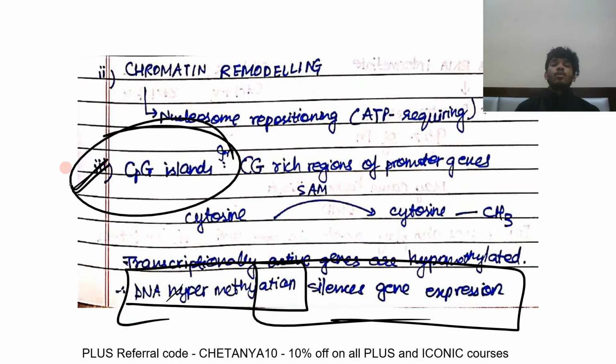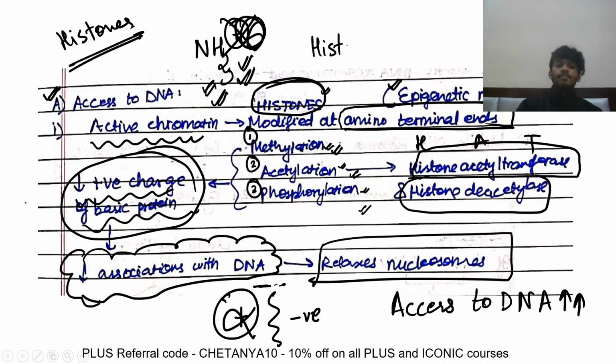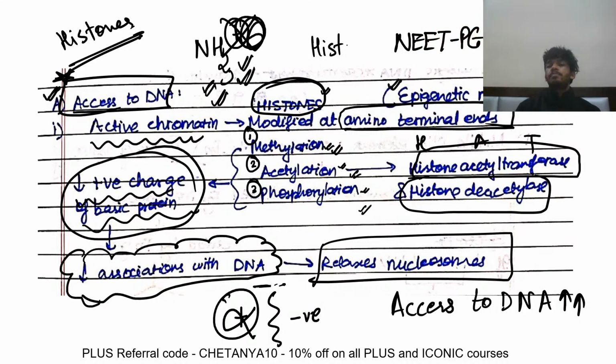CpG islands, very important. This is the part from where questions are generally asked. Access to DNA. This is very important for NEET PG.